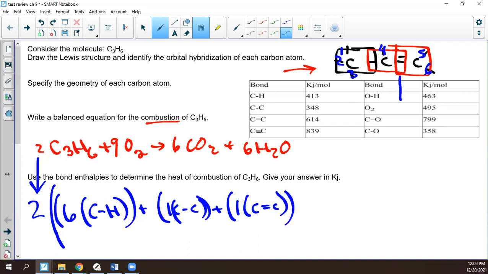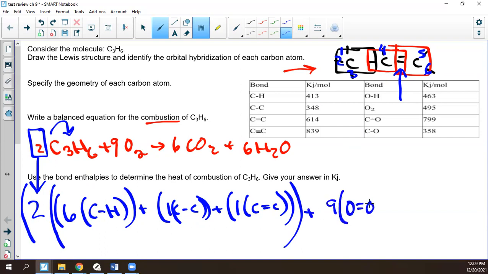Right here, because I'm going to take all this stuff and multiply it by 2. Everything I've done right here is just for this part so far. And honestly, I would put another one right here. Plus, I have 9 O double bond to O, correct? And this right here takes care of that. And I would sum all of that up. That would take care of the bonds broken.